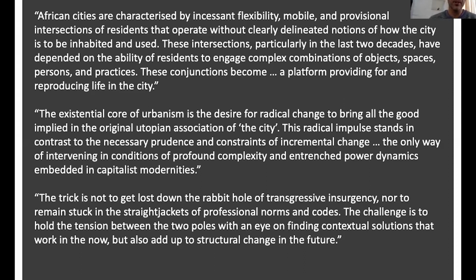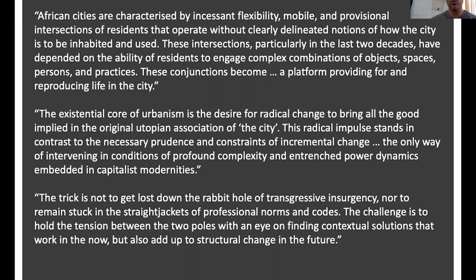Pieterse goes further in another publication to say that the trick then is not to get lost down the rabbit hole of transgressive insurgency, one can say that is the informal, nor to remain stuck in the straitjackets of professional norms and codes, very much the realm of the formal and the profession of architecture. The challenge then is to hold the tension between these two poles with an eye on finding contextual solutions that work now and also add up to structural change in the future.